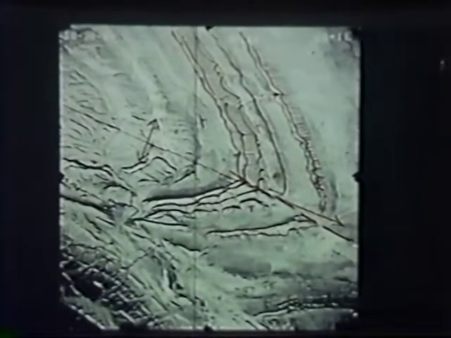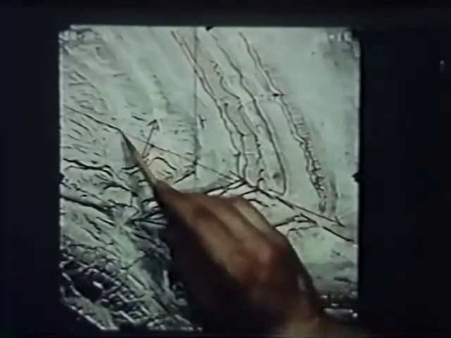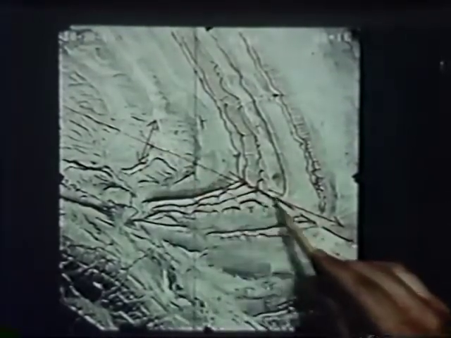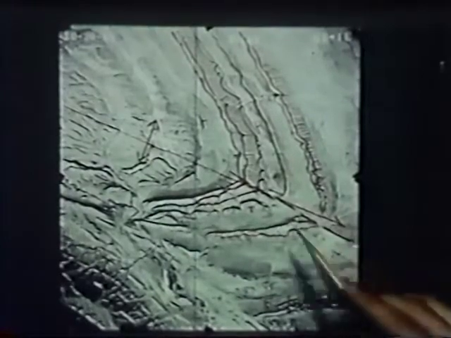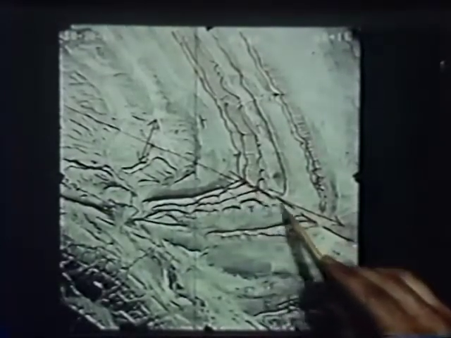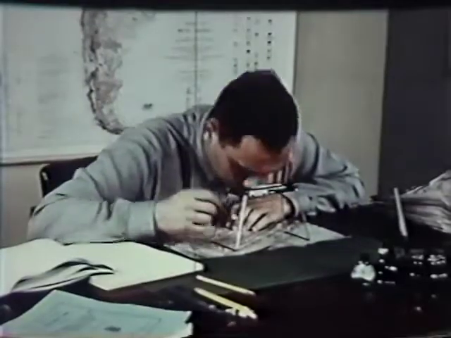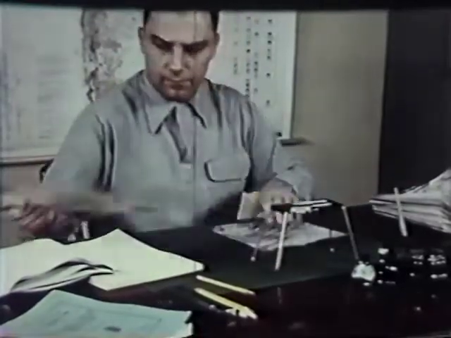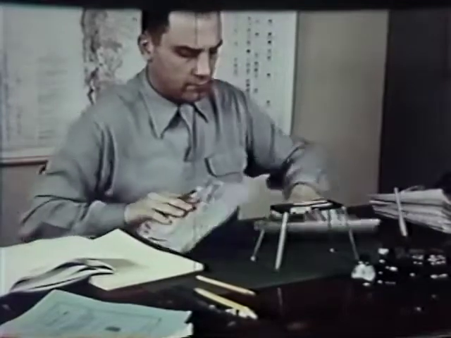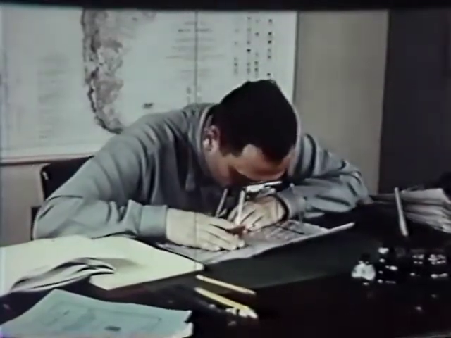Structures are also indicated, such as this anticlinal nose, and this possible fault. Proceeding systematically, the geologist prepares a geologic map of the area of consolidated sedimentary rocks. At a later stage, the final geologic map will be compiled.